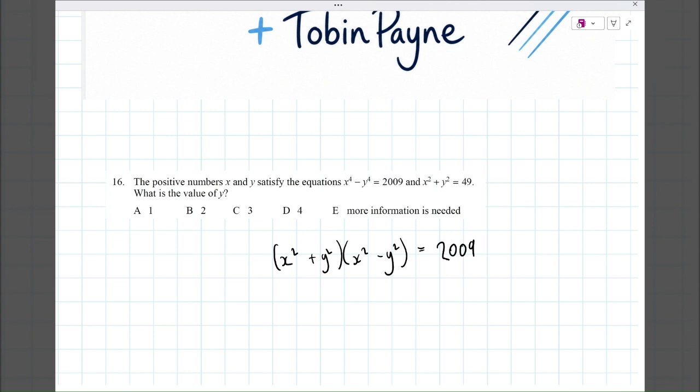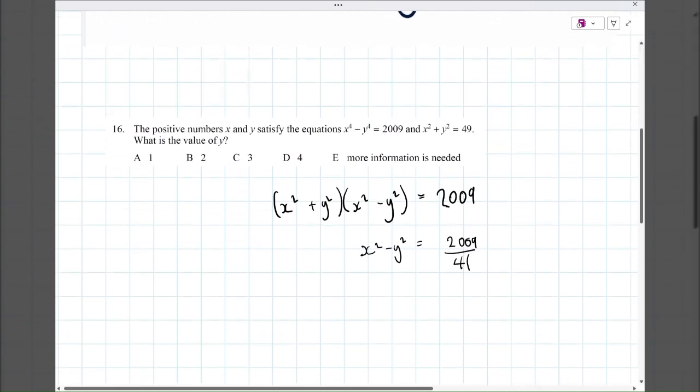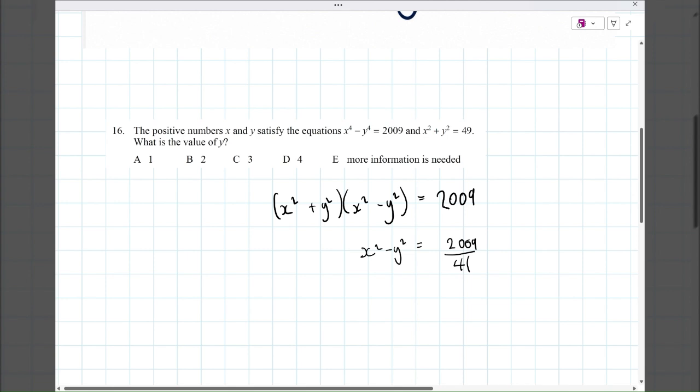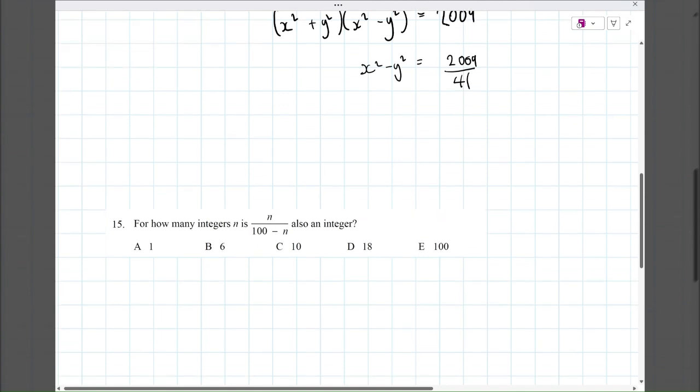Now, if the examiner's been kind, which they almost certainly have, to a degree at least, 49 will be a factor of 2009, and then you've got something more standard, because you'll then have x squared minus y squared equals 2009 over 49, whatever that is. You've then got a new version of essentially one of the equations, so you can solve that simultaneously. So do look out for clever little factorizations. I say clever, it's not. Look out for factorizations ultimately when you've got simultaneous equations.